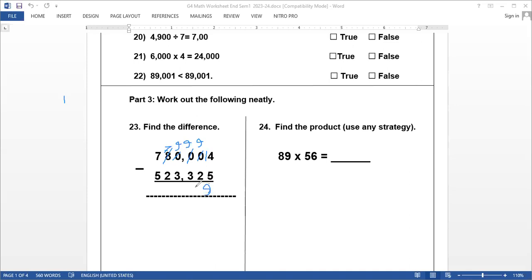9 minus 2 equals 7. 9 minus 3 equals 6. 9 minus 3 equals 6. 7 minus 2 equals 5. And 7 minus 5 equals 2.